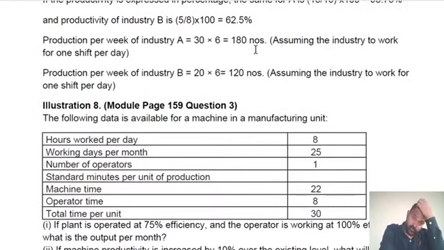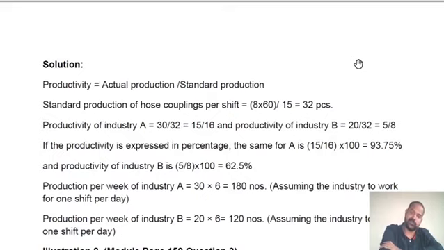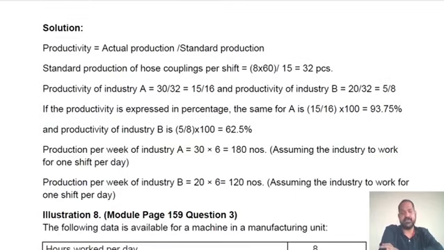Production per week of industry A is 30 into 6, which is 180, and per week of B is 20 into 6, which is 120. Done? That's your answer. This is one very basic and standard question in output productivity.